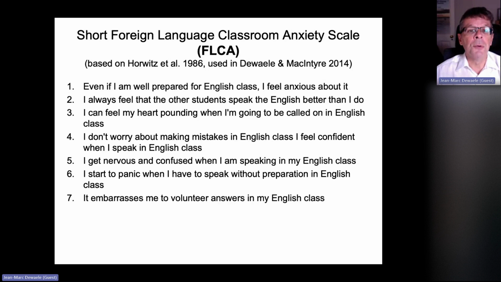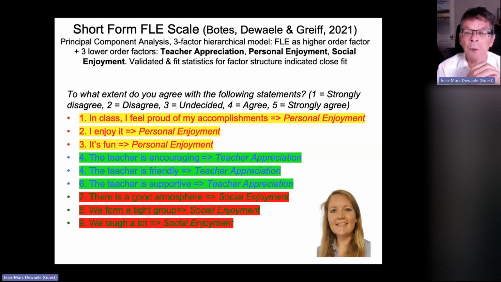And then after having developed our original 21-item version, we realized that it was a little bit too long. And so with Eloise Botes, whose picture is on there, we designed a short form of our foreign language enjoyment scale where we had foreign language enjoyment as a higher order factor. And we also had three lower order factors, namely teacher appreciation, personal enjoyment, and social enjoyment. And you see the items there in front of you.